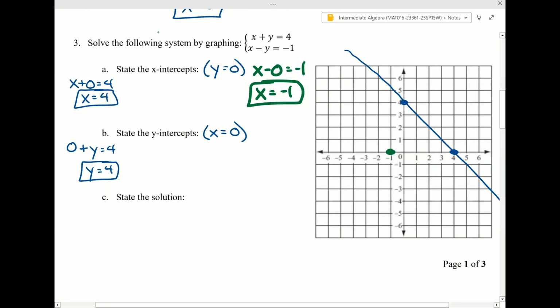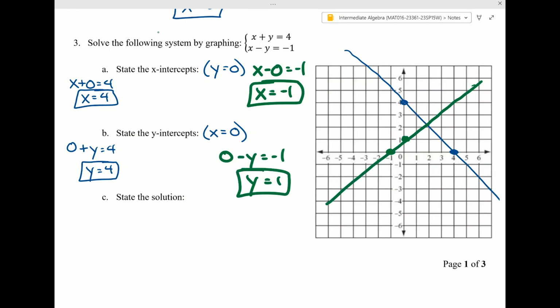Put 0 in for x. So we get 0 minus y is negative 1. So y is 1. We'll get a graph that looks like that. As far as what the solution is, it's where they cross. So looking at mine, it looks maybe like 2, 2. Those are the coordinates right there.